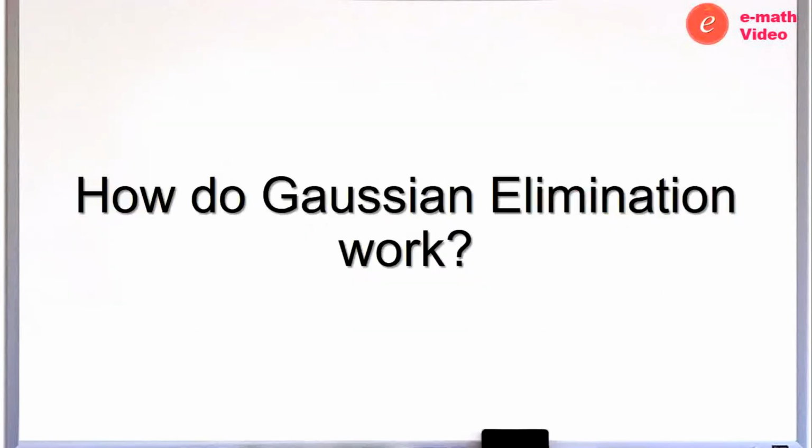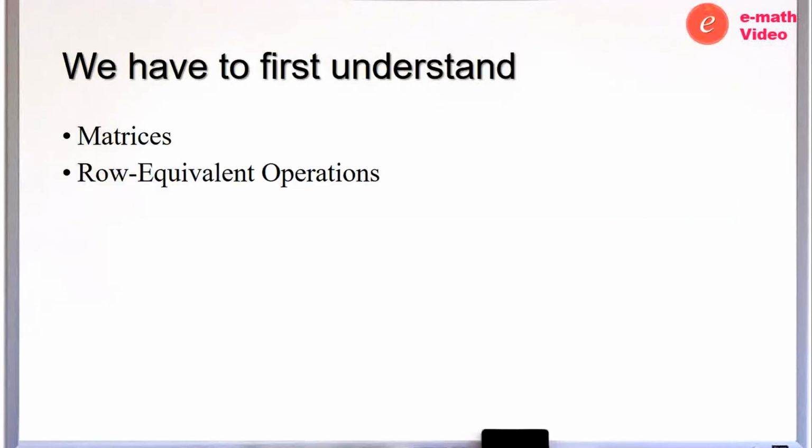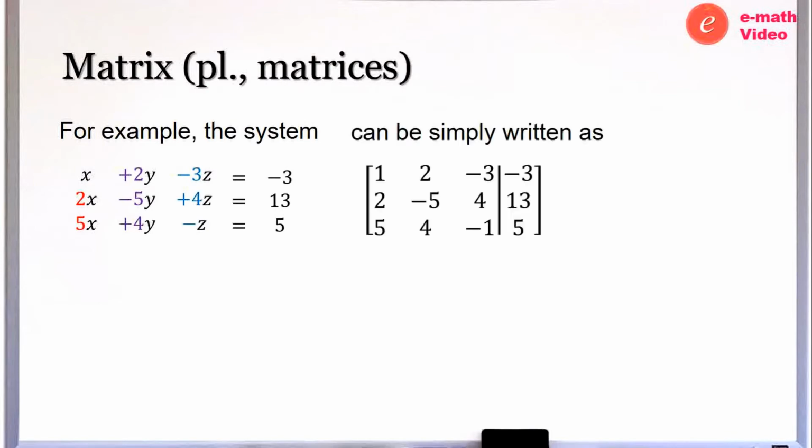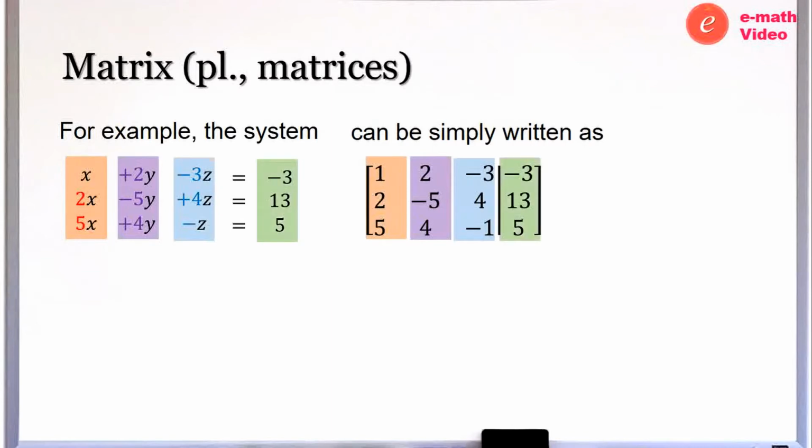My question is, how does this Gaussian elimination work? To use this method, we need a basic understanding of matrix and row equivalent operations. For example, this system of equations from earlier can be simply written as a rectangular array of numbers like this, where the numbers in the first column represent the coefficient of first variable x. The numbers in second column represent the coefficient of second variable y. Third column for third variable z. And after the separator is a constant, you should know that.